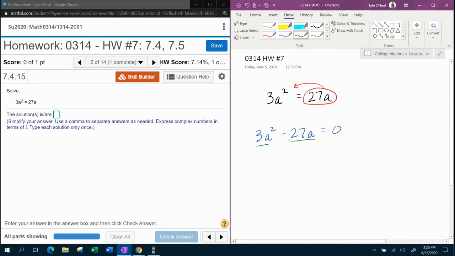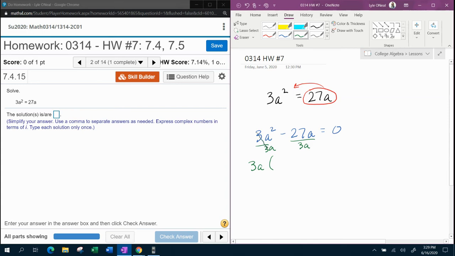So looking at each term, we want to ask ourselves, what do they have in common that I can factor out? Well, they both have a factor of 3, and they both have an a. So we're going to factor out 3a. Remember, when you factor out, you're dividing. So it's as if I'm dividing each one of these terms by 3a.